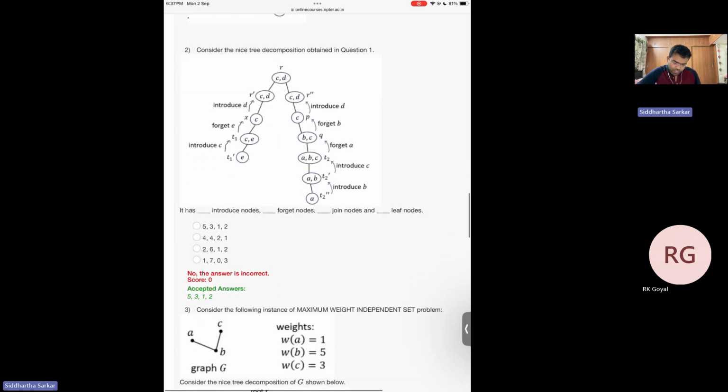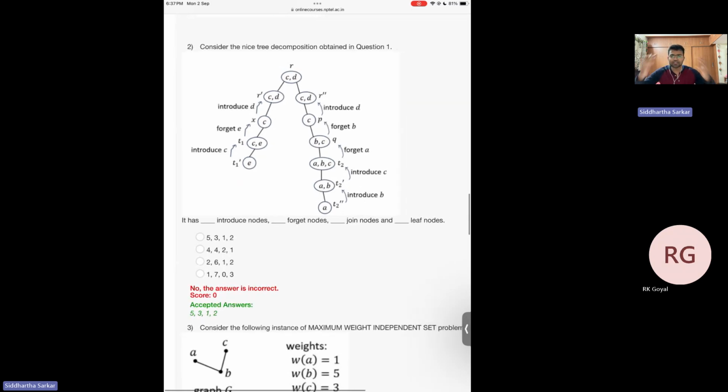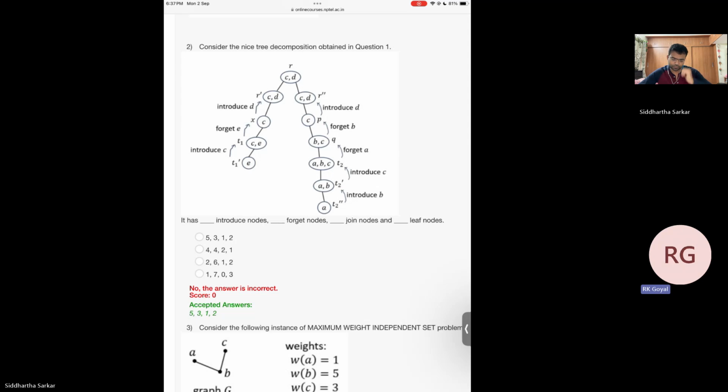This is even easier. So this is the final nice tree decomposition. Now you classify the nodes as to which one is join, which one is introduce, which one is forget, and which one is leaf, and then give the count. Introduce nodes are five in count, and there is only one five among the options. So I think option B is correct.